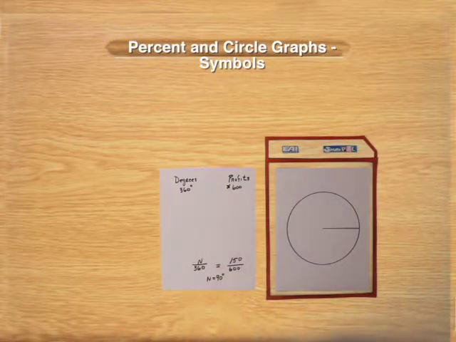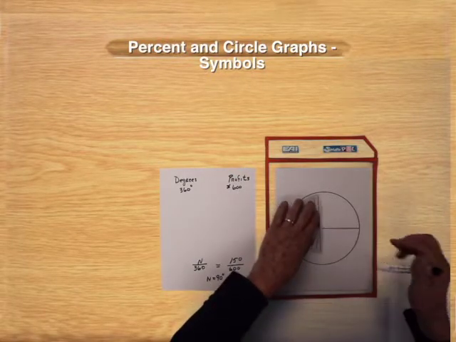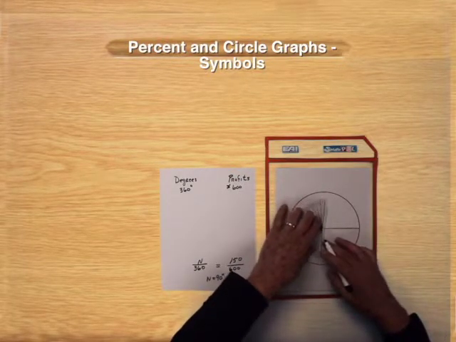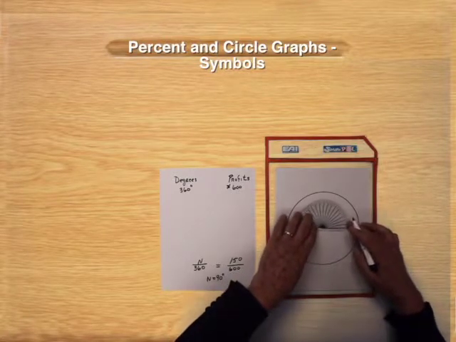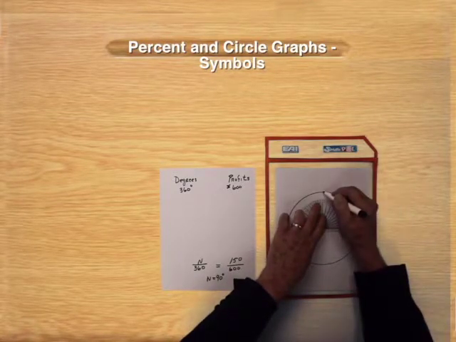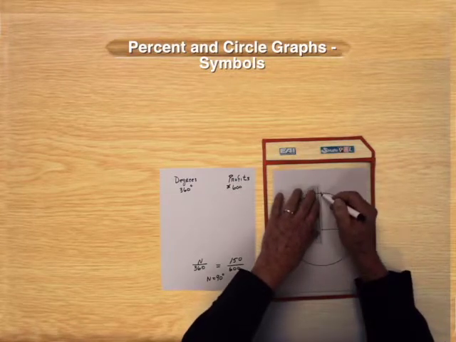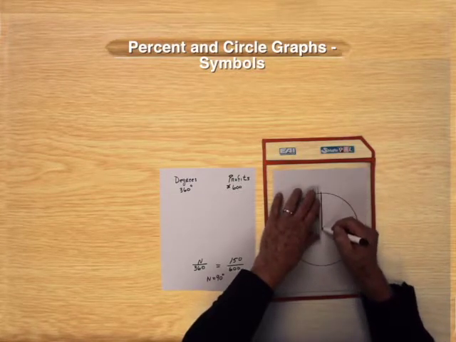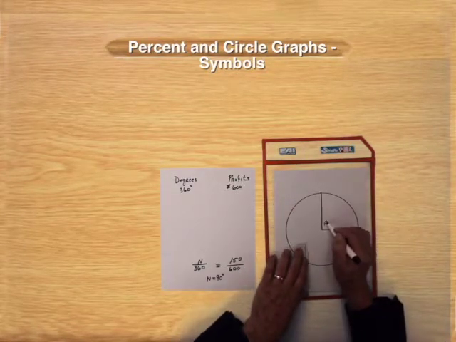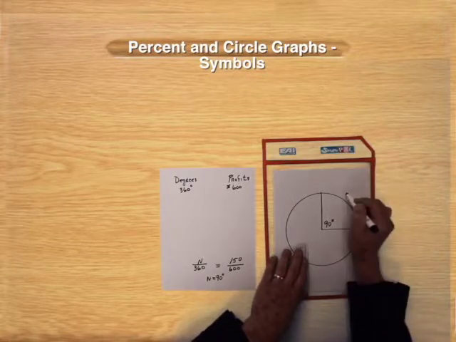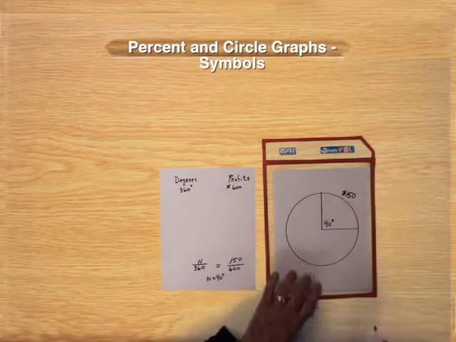And we draw 90 degrees on our circle. So here's an angle of 90 degrees on our circle. And this angle of 90 degrees represents $150 in profits.